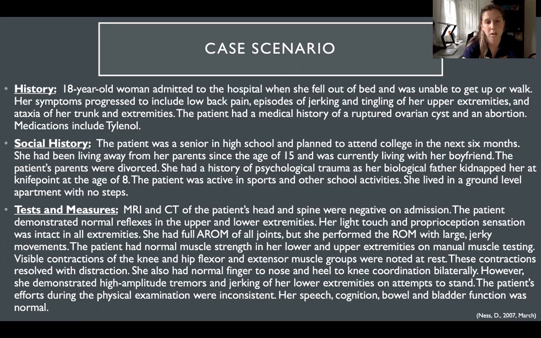She also had normal finger to nose and heel to knee coordination bilaterally. However, she demonstrated high amplitude tremors and jerking of her lower extremities on attempts to stand. The patient's efforts during the physical examination were inconsistent. Her speech, cognition, bowel, bladder function was all normal.